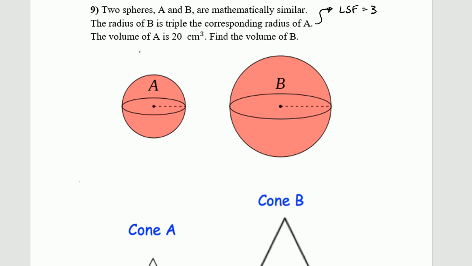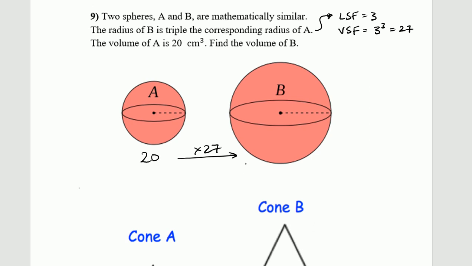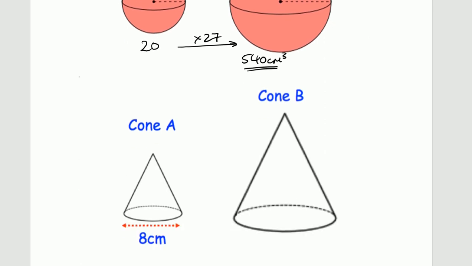So, well, to get a volume scale factor, we're going to have to cube our length scale factor. That's 27. So the volume of A is 20. I have to do 20 times 27 to get the volume of B. And 20 times 27 is 540 cubic centimeters. That's a pretty straightforward question transferring from length scale factor to volume scale factor.